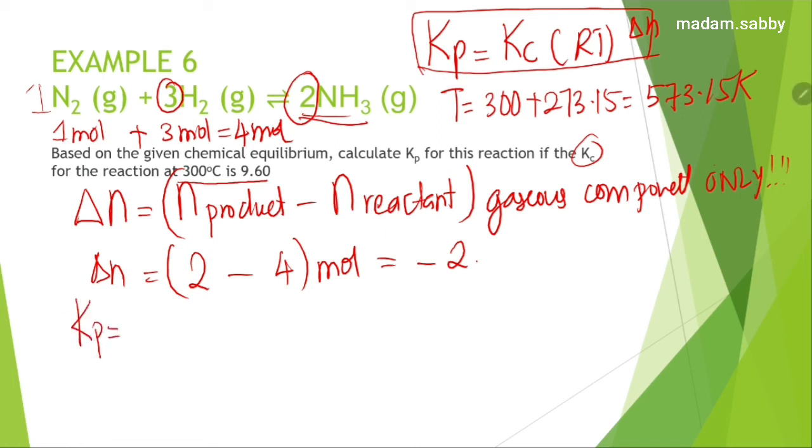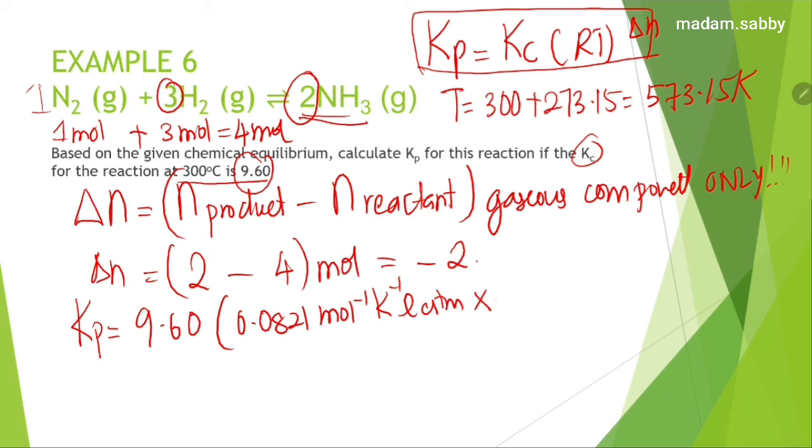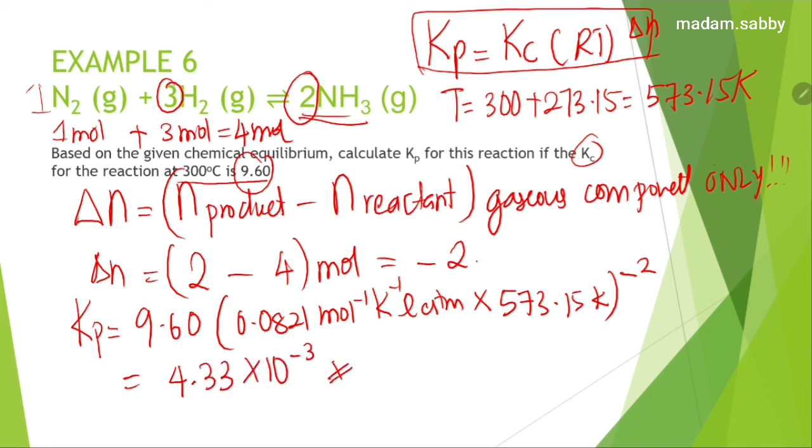So Kp equals Kc, which is 9.60, times R, which is 0.0821 L atm per mole per Kelvin, times the temperature 573.15 Kelvin, to the power of my delta N, which is -2. Press your calculator and convert your final answer into scientific form, and you will get your Kp to be 4.33 times 10 to the power of -3. Again, no units.